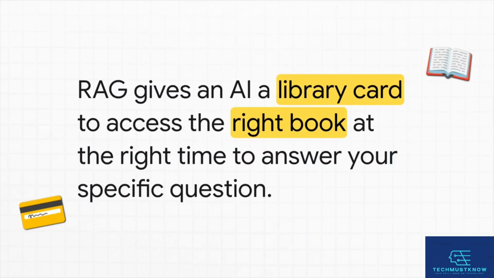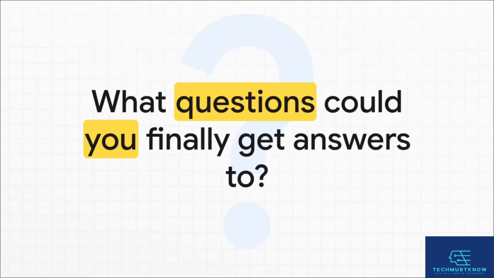So if you're going to remember one thing from all this, let it be this. If a large language model is a brilliant brain, then RAG is its library card. It gives that brain special access to a specialized library, your company's database, your personal notes, whatever, so it can find the exact right book at the exact right time to answer your question perfectly. And that really just opens up a whole new world, doesn't it?